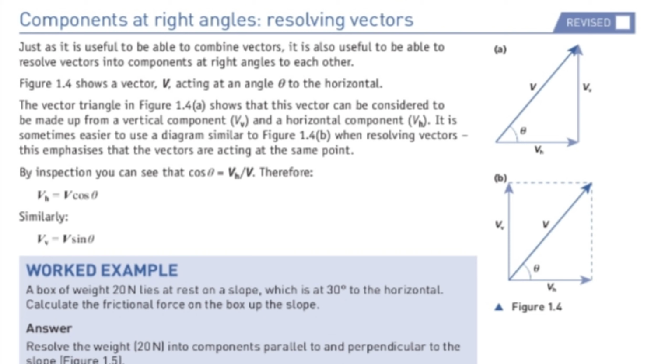It is sometimes easier to use a diagram similar to figure 1.4b. When resolving vectors, this emphasizes that the vectors are acting at the same point. By expansion, you can see that cos theta equals v horizontal over v. Therefore, vh equals v cos theta. Similarly, vv equals v sin theta.